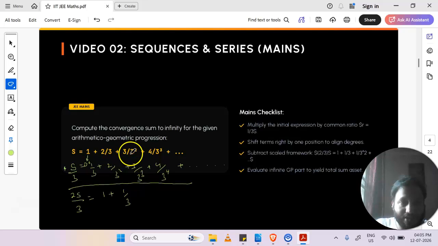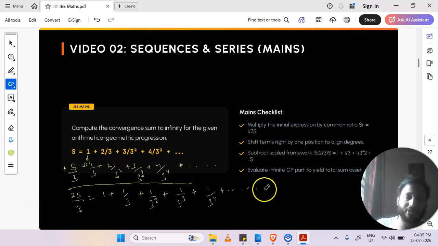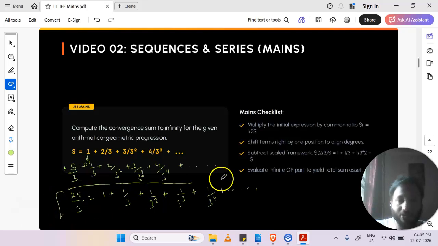I subtract 1 by 3 square from 2 by 3 square. The denominator is the same and the numerator is subtracted to 1, so it becomes 1 by 3 square. 4 by 3 cube minus 3 by 3 cube is 1 by 3 cube. So how is it helping us? It is giving me an infinite geometric progression with a common ratio of 1 by 3. Now it is simpler to sum.